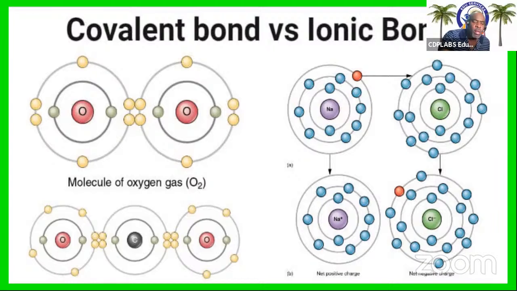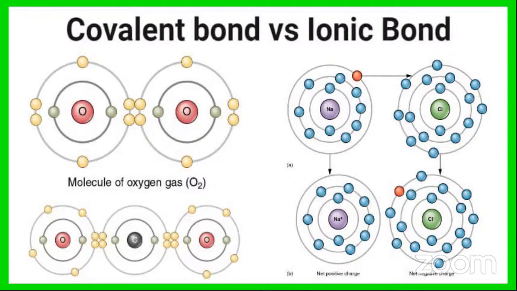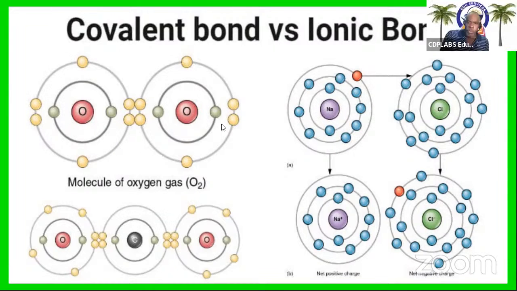But oxygen has 6, it can't give up all 6. That's too hard to do. So it needs 2 more. So it has to gain 2. So it combines with its twin and shares the 2. So they share, and they still have 8, because they share 2 each. Make sense? Follow that? Are you talking about this one here? Yes, I'm talking about this one here.